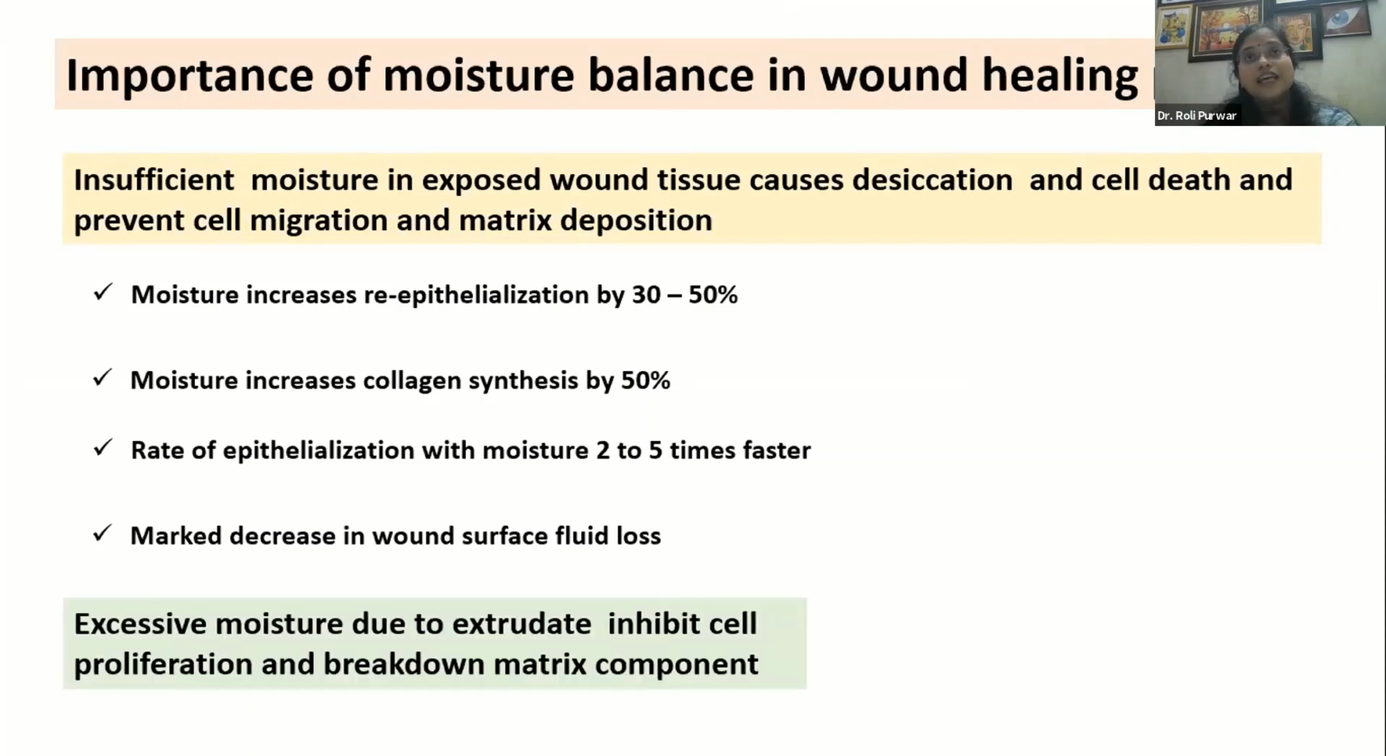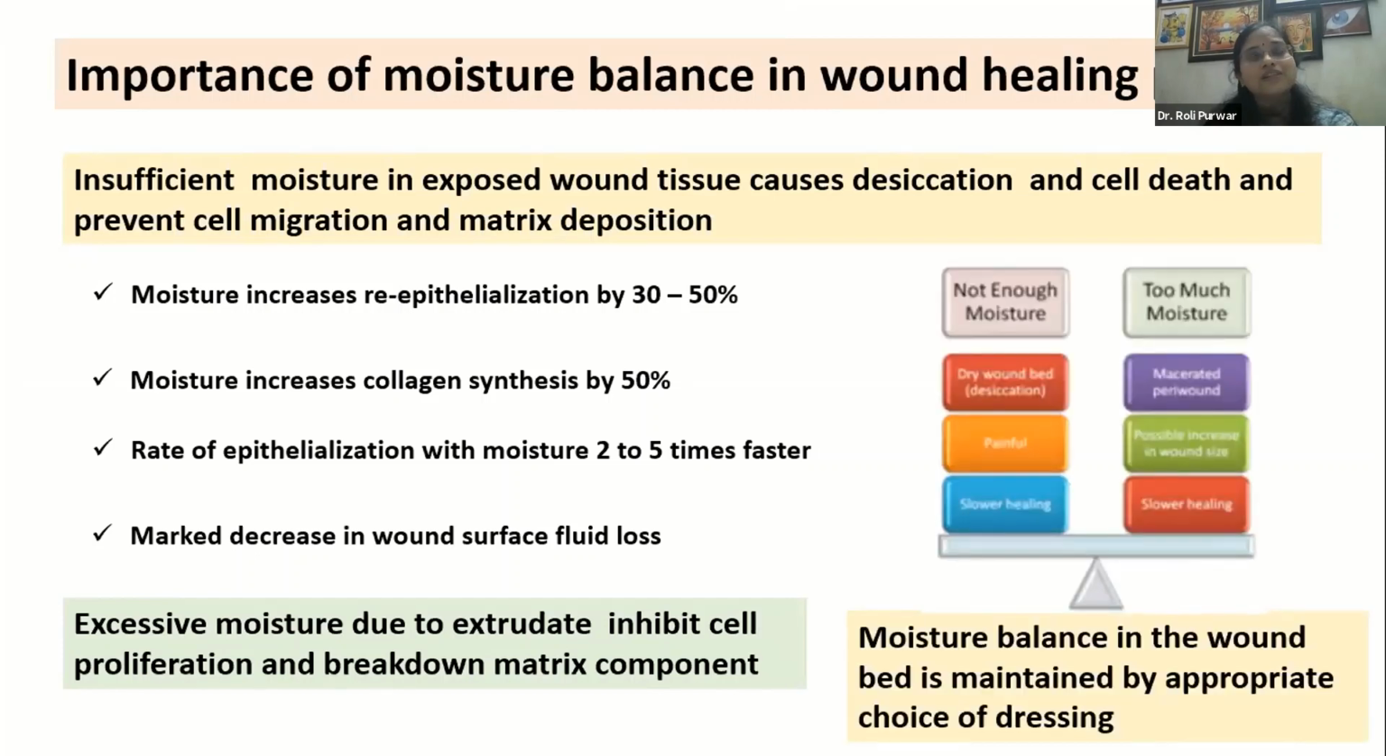But if we have excessive moisture due to the exudate, it inhibits cell proliferation and breaks down the matrix component. So there is always a balance of moisture at the wound bed, and we have to choose an appropriate dressing material which can give the moisture balance.